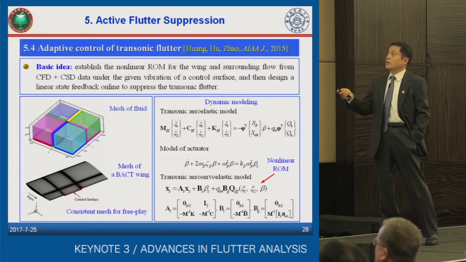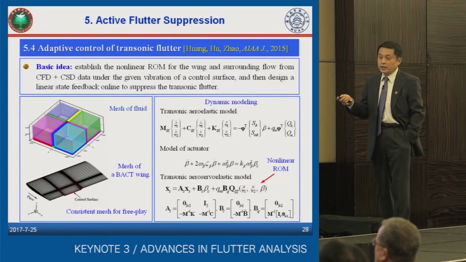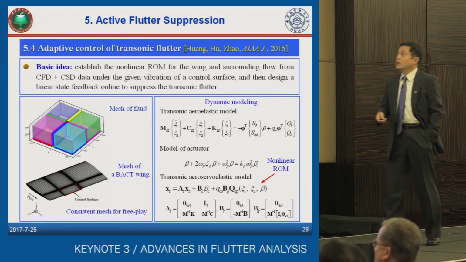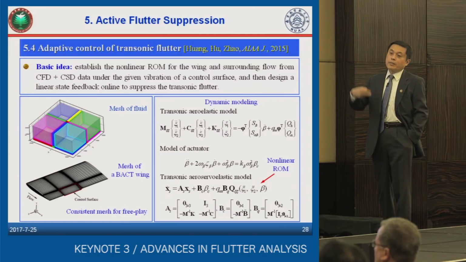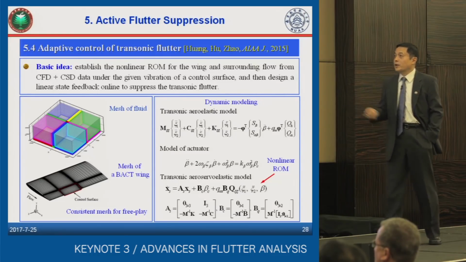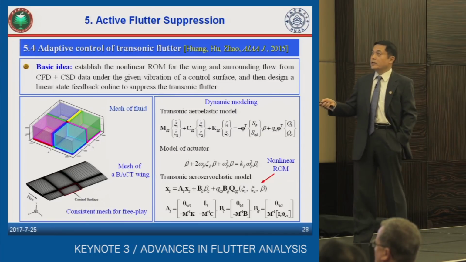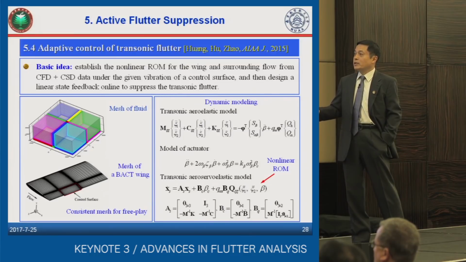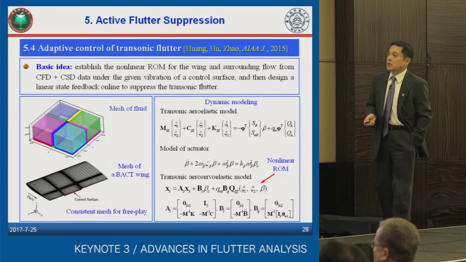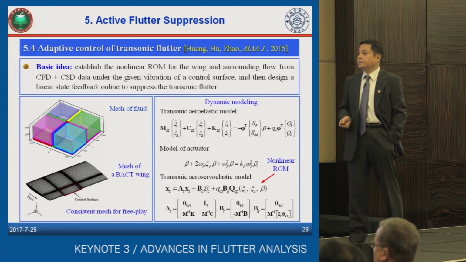Not only the wing, but also the surrounding flows from the CFD and CSD integration. And then we design a linear state feedback online, step by step, to suppress the transonic flutter. In the very beginning, we need to use the CFD, and this is the mesh of the fluid, and this is the mesh of the BACT wing. Here, BACT is a term of NASA called benchmark of active controlled technology.